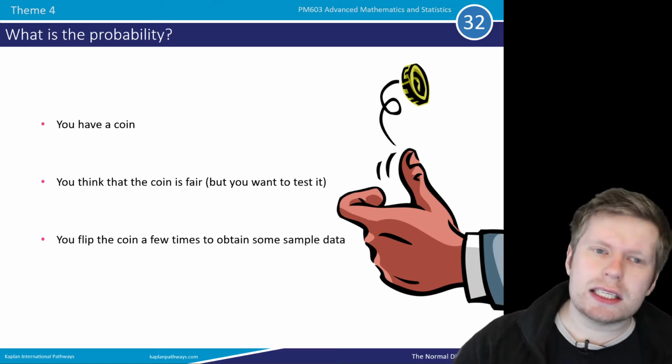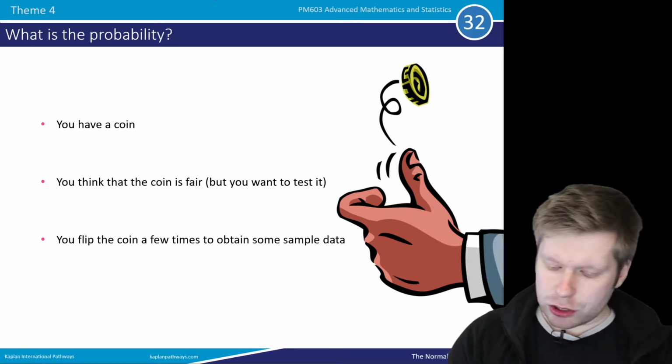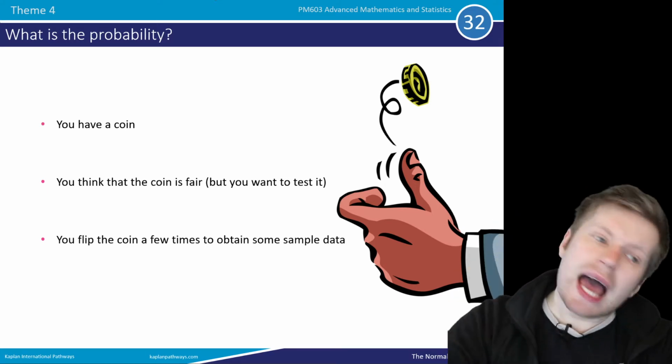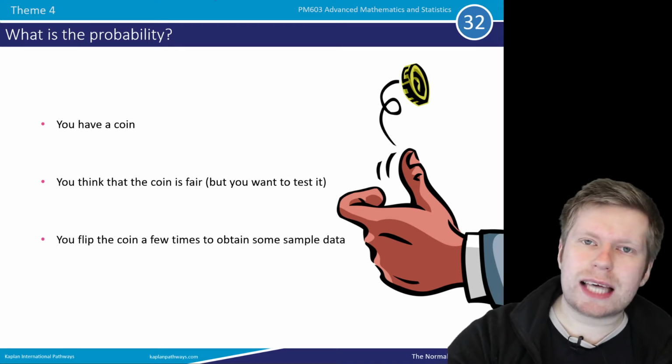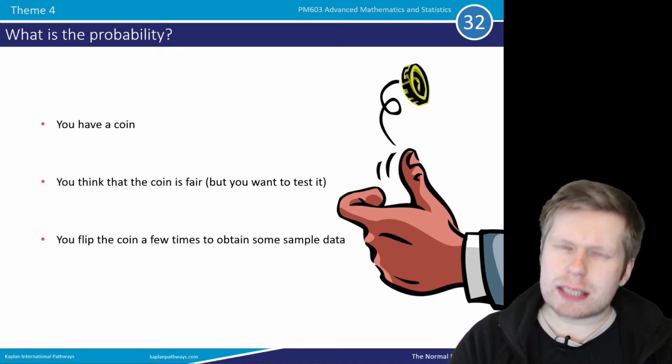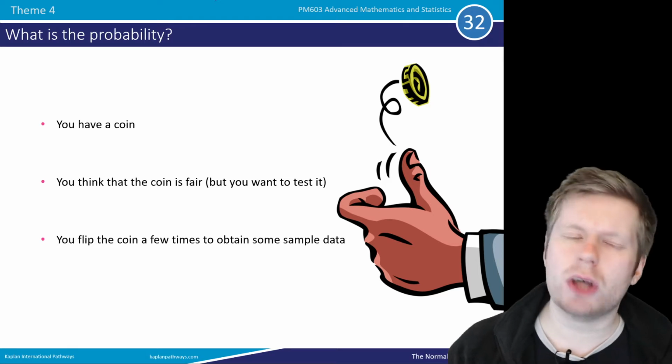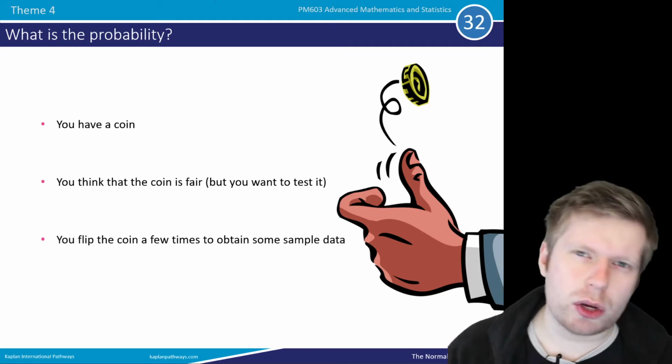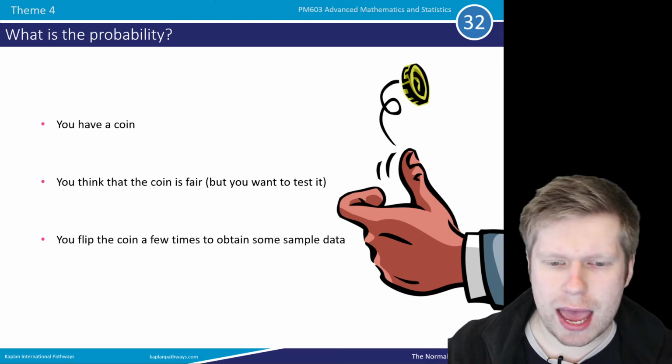So the way I'm going to test this is quite simply taking this coin and just flipping it a number of times and seeing what it lands on. I'm going to basically obtain some sample data, and then I'm going to say, what's the probability of obtaining this sample data if that coin genuinely is fair? And then I can make my decision from there.